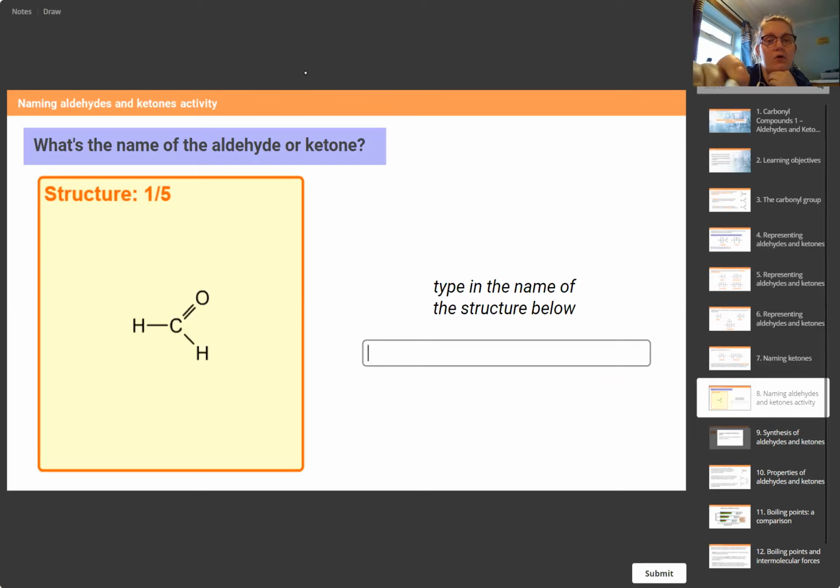We've only got one carbon present in this situation, so we know it's going to be meth. So it's going to be meth-something, and then obviously it's going to be an aldehyde because that carbonyl group's at the end, it's on the terminal end, so it's going to be methanal.